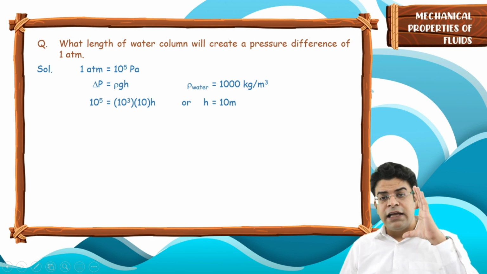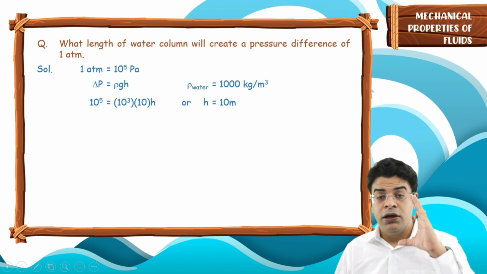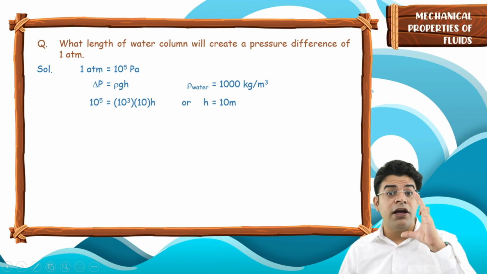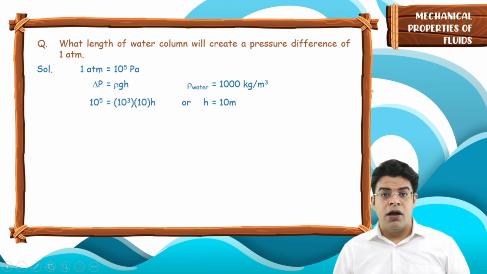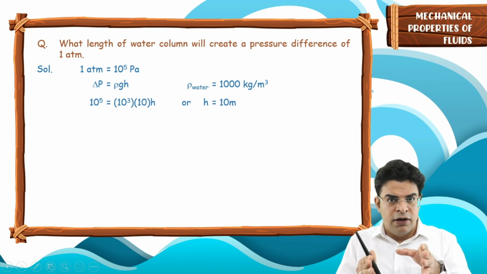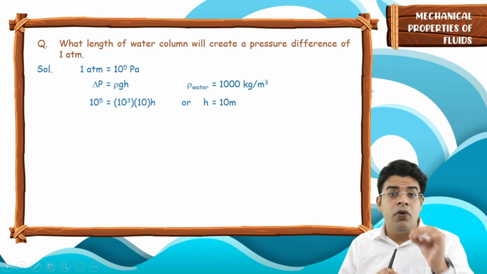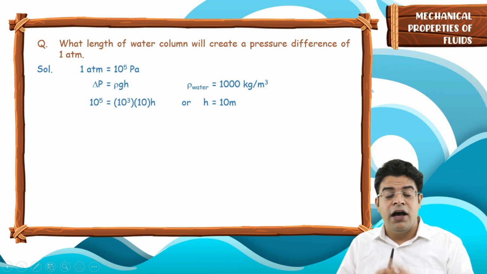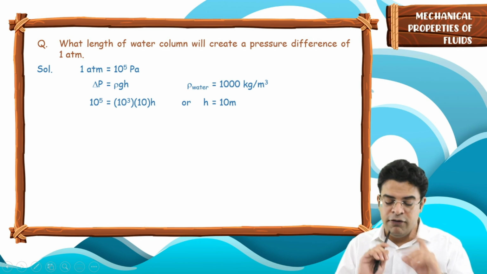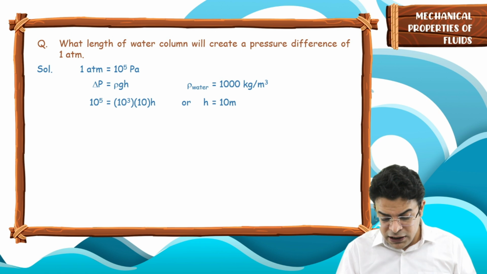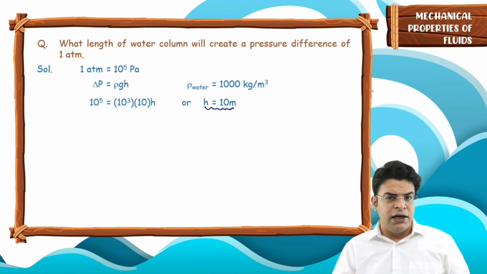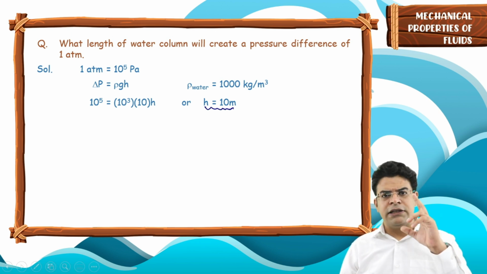So remember that 10 meter of water column creates a pressure equal to 1 atm. We have already uploaded a video explaining that even Superman can't drink using a straw more than 10 meter of height. I recommend you go and watch it if you haven't already. Now, you need to remember this particular figure: 10 meter of water column creates a pressure of 1 atm.